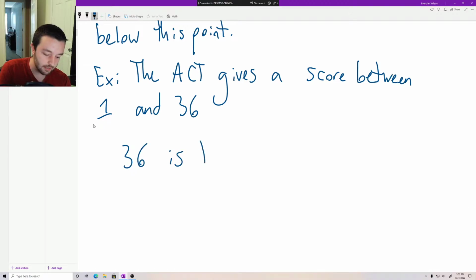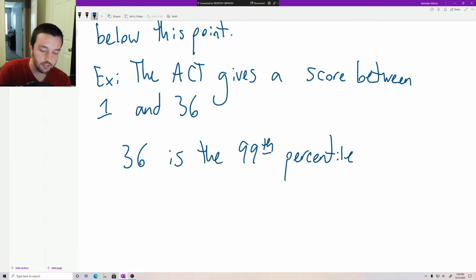So the 36 is the score that you get if you're at the 99th percentile. So this means that if you got a 36, you did better than 99% of people. So that means that you got more questions correct than, or the same amount as, 99% of people, right? And this is rounded down. Even if you're at 99.9%, you would still get a 36.